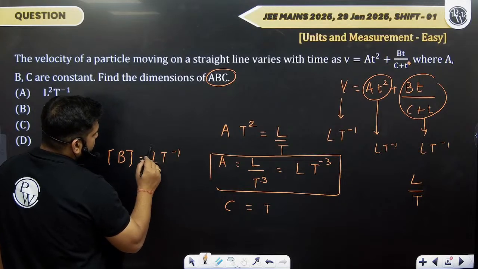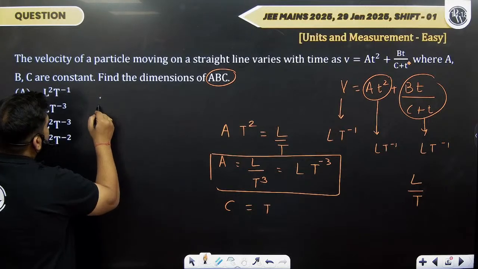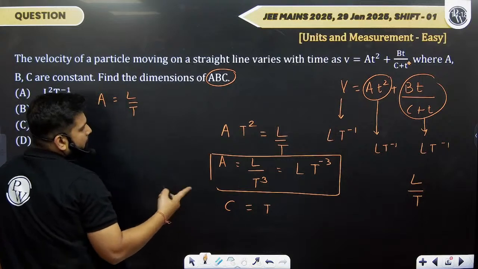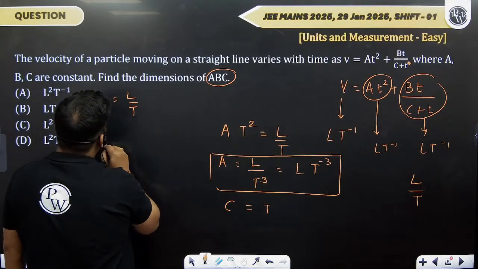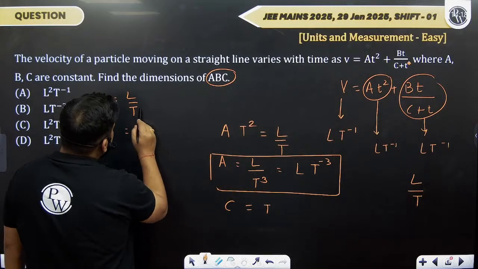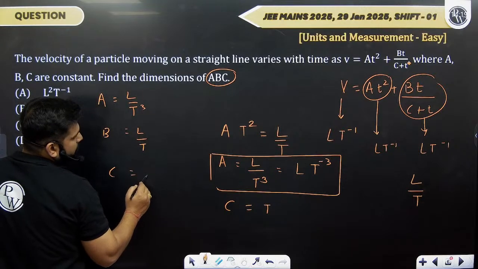Now we have all the three dimensions, isn't it? So I'll just write it down. A has a dimension of L by T to the power 3. B has a dimension of L by T. And C has a dimension of T.